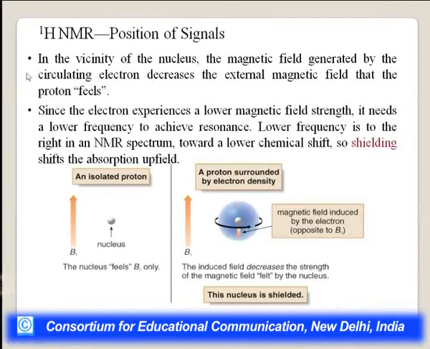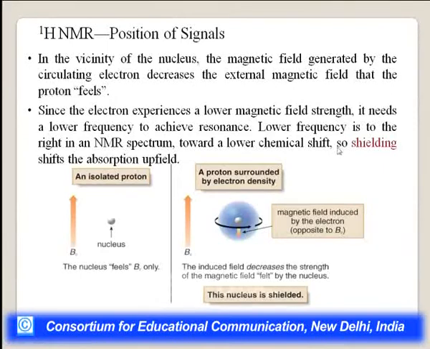These were the number of signals we were discussing. Now the position. In the vicinity of the nucleus, the magnetic field generated by the circulating electrons decreases the external magnetic field that the proton feels. We have already discussed that this is because of the secondary induced magnetic field. Since the proton experiences a lower magnetic field than it would in the absence of electrons, it needs a lower frequency to achieve resonance, and lower frequency is written in NMR toward a lower chemical shift.